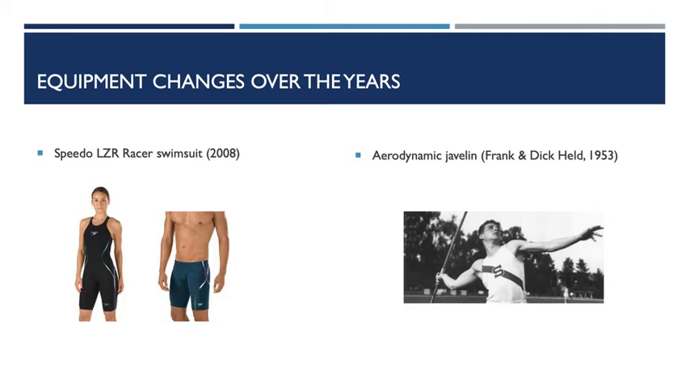Another example includes a change in the shape of the javelin. In 1953, Frank Held worked with his brother Dick, who had some engineering expertise, to design and build a more aerodynamic javelin. By increasing the surface area, the javelin had more lift, causing it to fly farther. Frank Held used this newly improved javelin to break the existing world record for the javelin throw. In 1955, the IAAF implemented rules that limited the size of the javelin so that further increases in its surface area and lift were constrained.